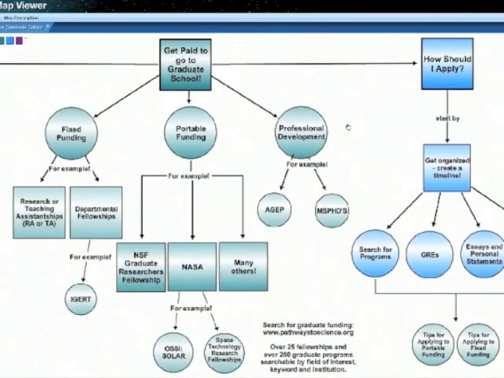And remember that even if the department doesn't offer something, there may be something campus-wide that's available. So just some examples of programs that you might look for, or just examples of how programs can work. One is the AGEP. AGEP stands for Alliance for Graduate Education and the Professoriate.